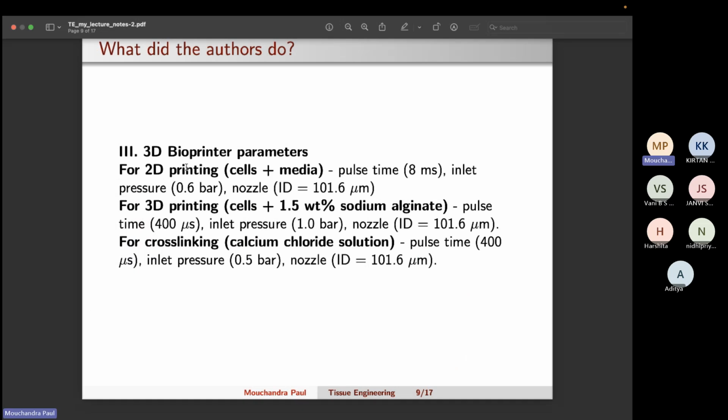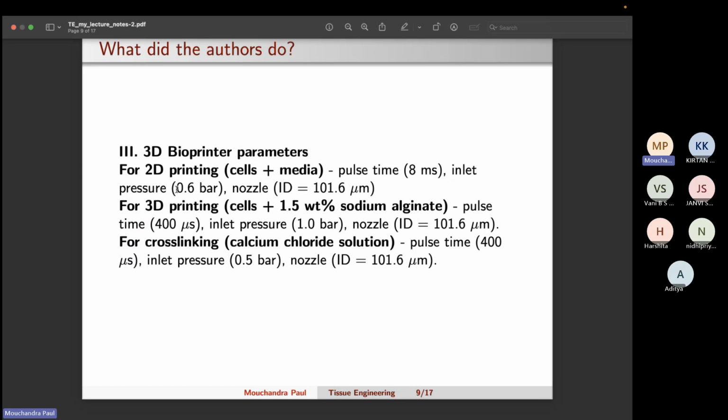So when you're using this machine, you have to set some parameters. We call them printing parameters. You have to select the diameter of the nozzle. This is the diameter that they use. It is pretty constant for all the experimental conditions. Then the pressure. You have to apply some constant pressure to your bioink. Then only it will dispense.